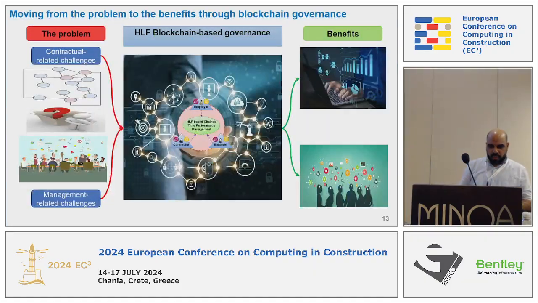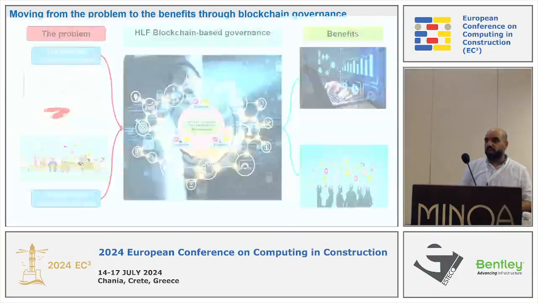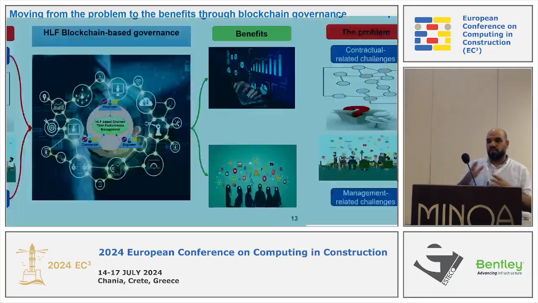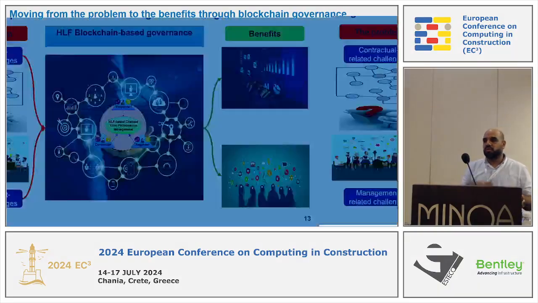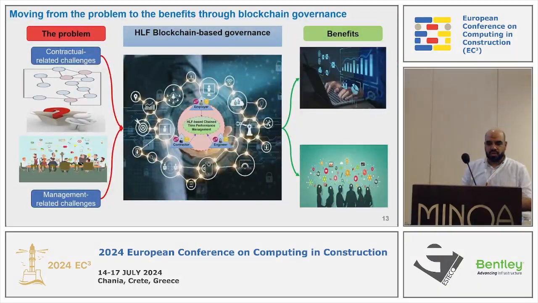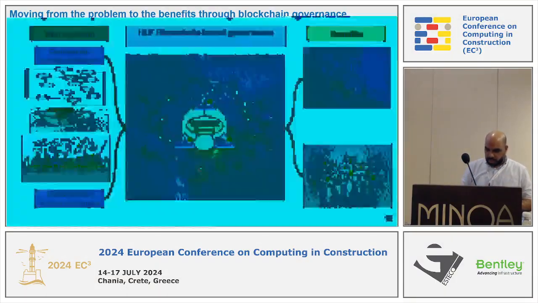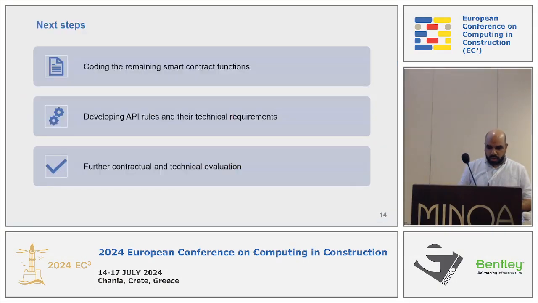So we believe that what I have presented is an example of how we can move from traditional project governance to blockchain governance on construction projects, in line with what Sungaha presented earlier. Moving on to our next steps, we are in the process of further completing the coding of the remaining smart contract functions and developing the API rules. And of course, we will conduct further contractual and technical evaluation rounds.